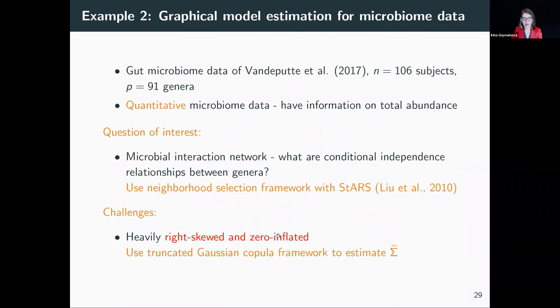So again, we use the neighborhood selection framework for the conditional independence graph. We're going to choose the tuning parameter using star stability selection. And because this data is right skewed and zero inflated, we will use our truncated Gaussian copula framework to estimate the rank-based correlation structure as the input to the method.